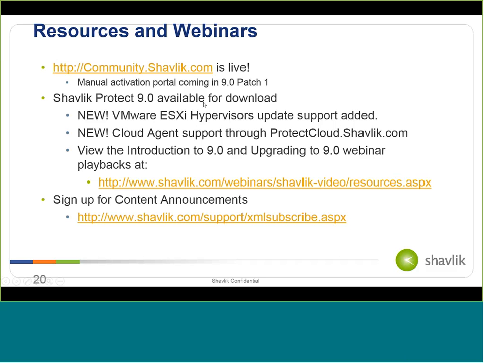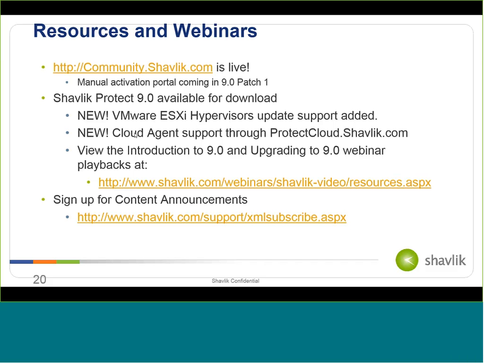The Shavlik Protect 9.0 product is available for download. For those of you who may not have already seen the webinars or haven't heard about the new features, there are 2 major new features available. We now have support for updating VMware ESXi hypervisors, and we also have a new agent feature. By registering your console within protectcloud.shavlik.com, you can have agents go outside of your network and talk through our cloud services to continue to get policy updates and pass through results. So it's a great way to bring support out to the field without opening up ports on your firewall or opening up additional risk to your environment.